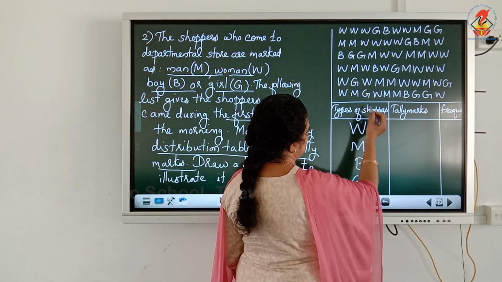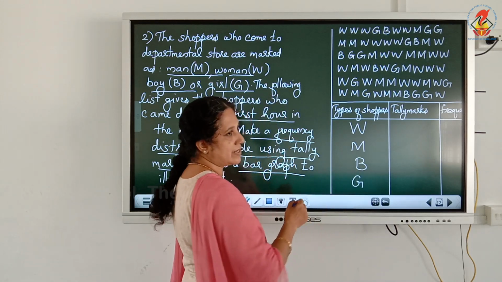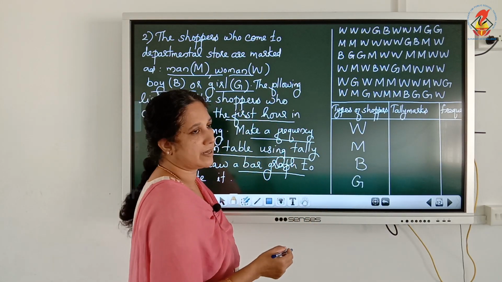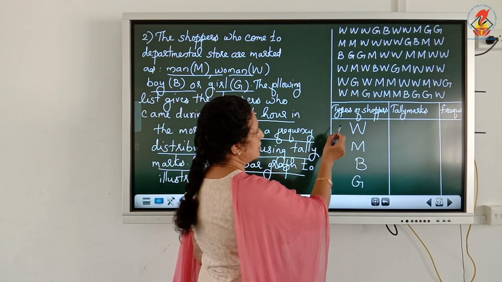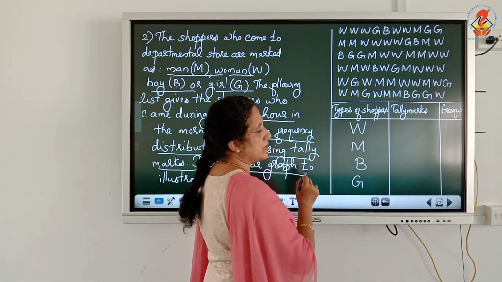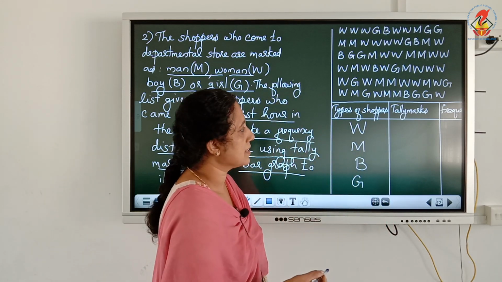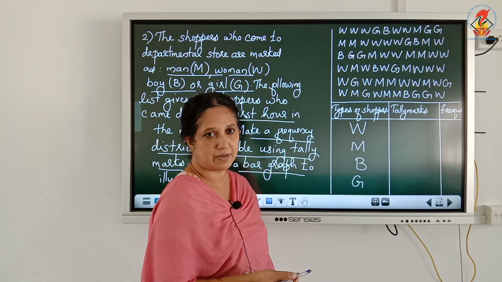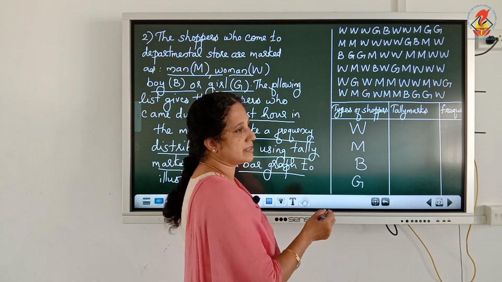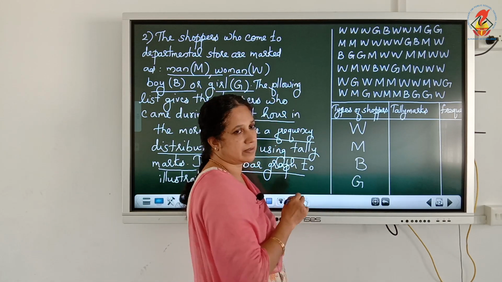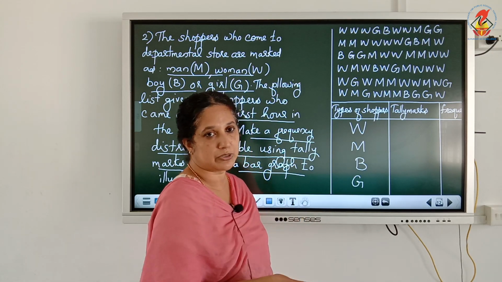So here we have the observations and these are repeated several times. So we have to make a table, and the first column we can take as types of shoppers, the second column is tally marks, and the last column we can write as the frequency. And here it is, the representation for the ungrouped data.